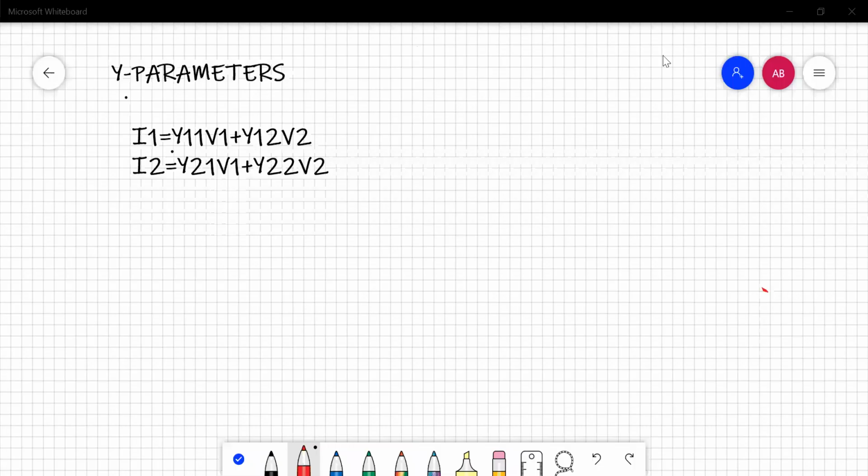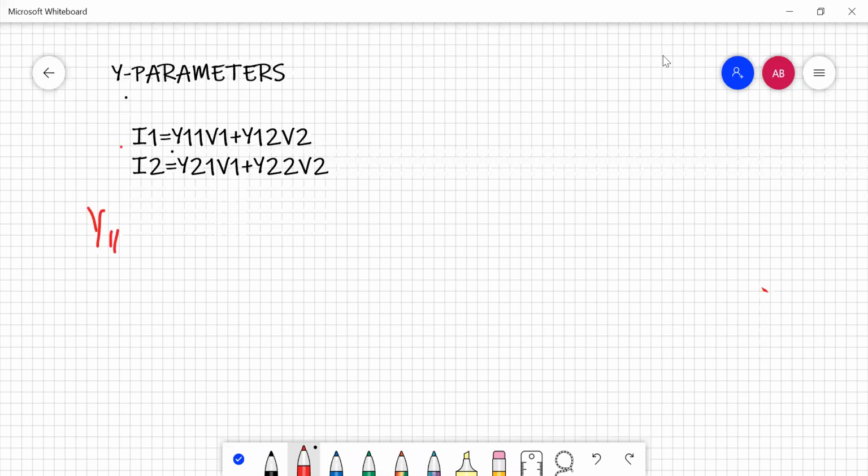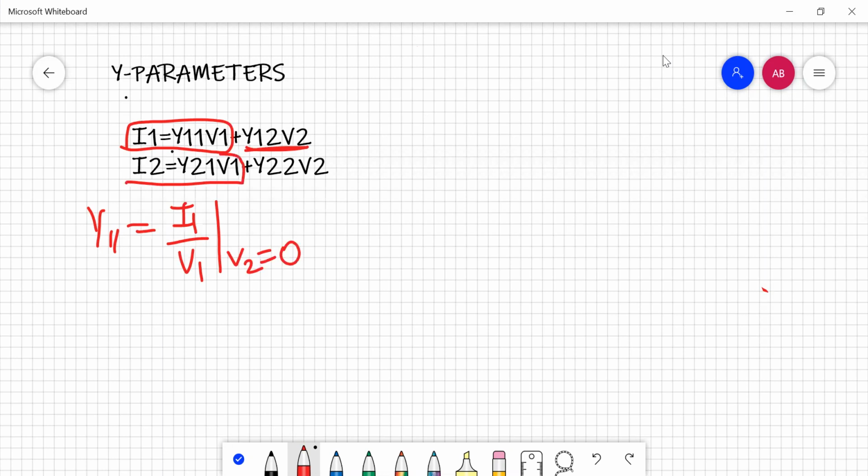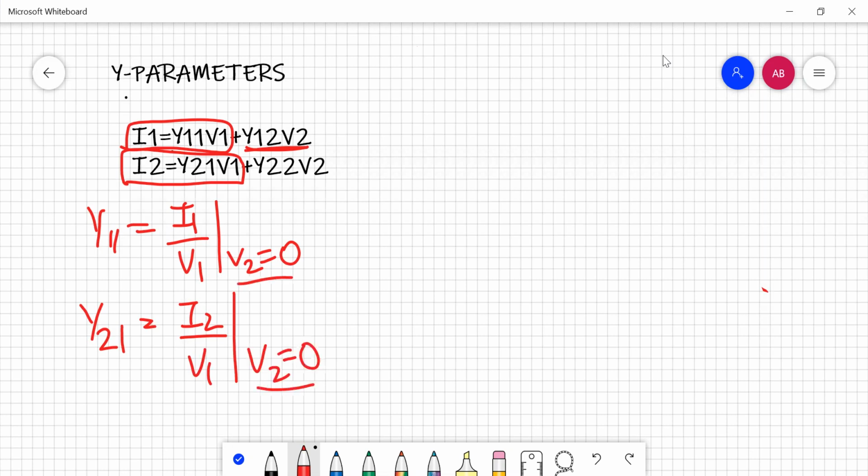So now we are going to define our y11. From this equation, we get y1 as I1 upon v1, making this 0 will give v2 equals to 0. Similarly, we are going to find out the value of y21. That will give me the value I2 upon v1, again for v2 equals to 0. So that means voltage will become equal to 0 only when I am going to short my output terminals.